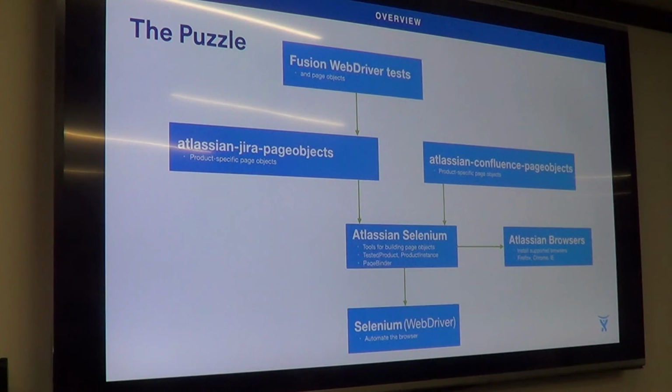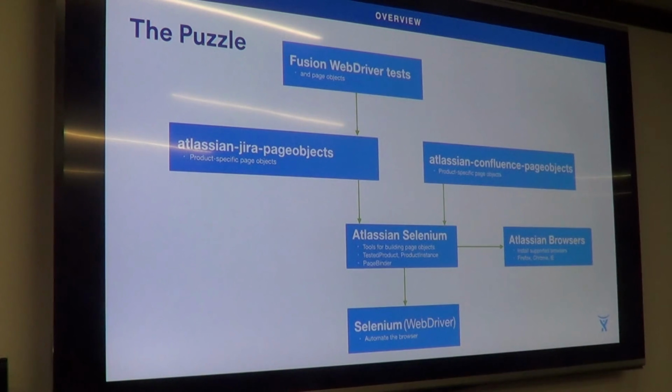And then Atlassian Selenium does two main things. One thing is it will get the right browser and start it for you. So that's why when you click to run a test, it just automatically opens the browser. It actually goes and fetches it from Maven and unzips it, so you don't have to worry about having a browser installed anywhere up front to run your tests.